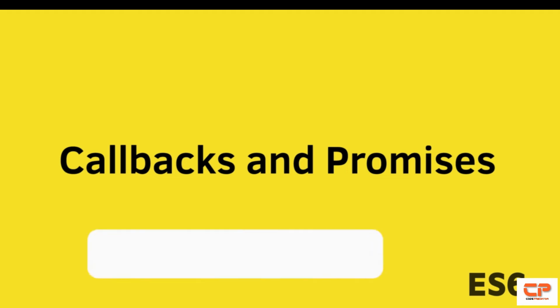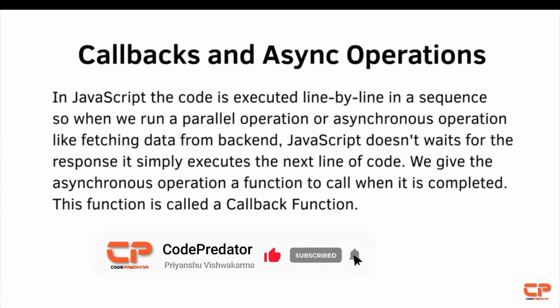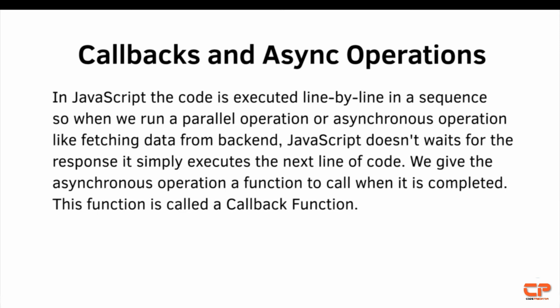In this video, we will talk about callbacks and promises. In JavaScript, the code is executed line by line in a sequence. So when we run a parallel operation or asynchronous operation like fetching data from backend, JavaScript doesn't wait for the response. It simply executes the next line of code. So we give the asynchronous operation a function to call when it is completed. This function is called a callback function.